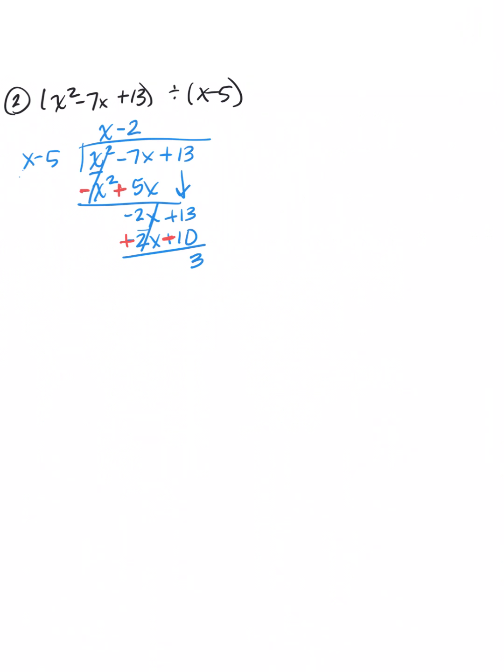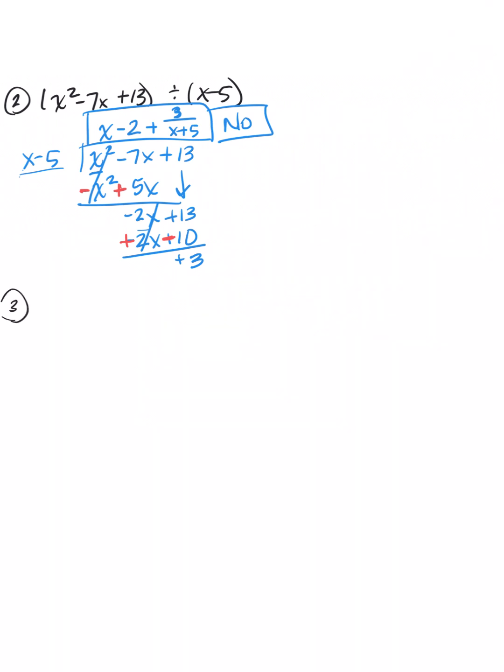So the way I would write that is since that 3 is a positive 3, I put a plus, and I put 3 over whatever my divisor was. So it's 3 over x plus 5. This is my answer. So then the question is, well, is x minus 5 a factor of this polynomial? Well, since we had a remainder, this is not a factor, so you would just say no, it's not a factor.